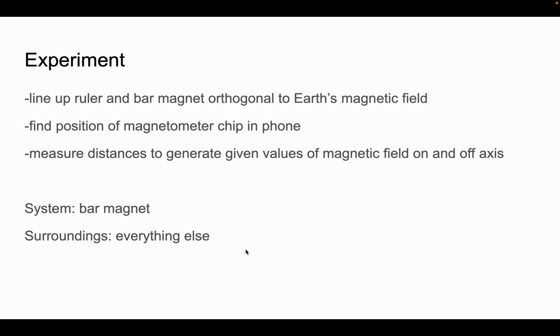So there were two parts of this experiment. First, we lined up the ruler and the bar magnet east to west so that it was orthogonal to Earth's magnetic field, so that Earth's magnetic field wouldn't be responsible for any changes in magnitude. Then we located the position of the magnetometer chip in the phone, and first we measured the distances required to generate given values of the magnitude of the magnetic field at different points along the axis. The system for this was a bar magnet, and the surroundings was everything else.